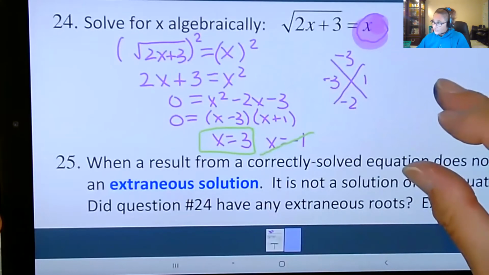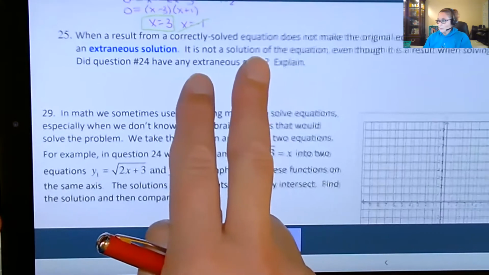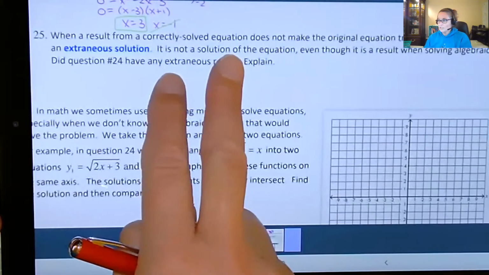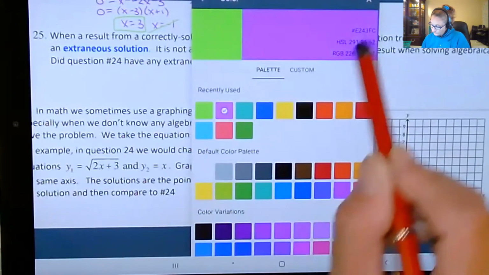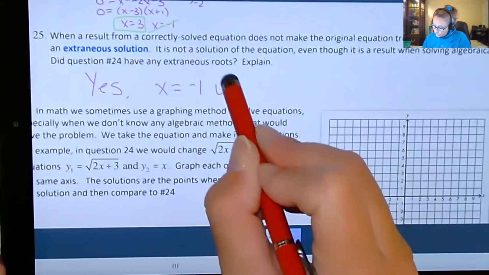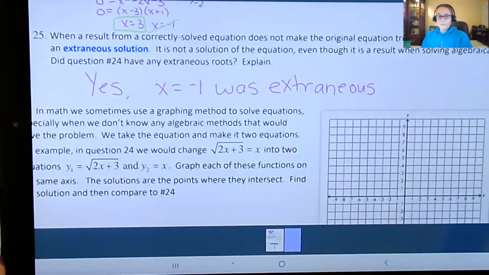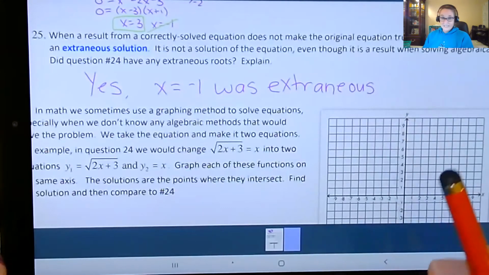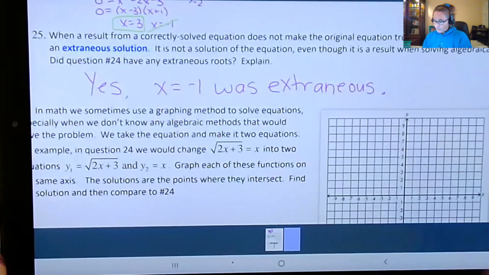Okay, so now we're going to see the same problem, but we're going to look at it in a different way. Here it says, when a result from a correctly solved equation does not make the original equation true, it's called an extraneous solution. This negative 1 up here was an extraneous solution. It is not a solution of the equation, even though it is the result when solving algebraically. Did question number 24 have any extraneous roots explained? Yes, x equal negative 1 was extraneous. And why was it extraneous? It was extraneous because a square root, a principal root, has to be positive, and that ended up making it negative.